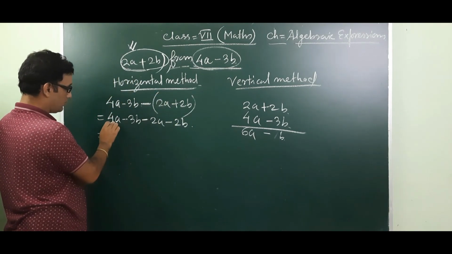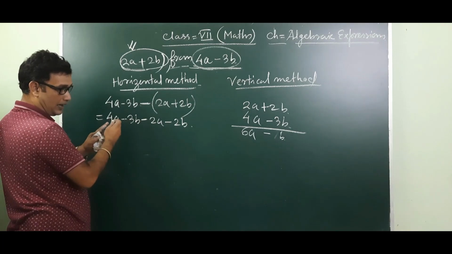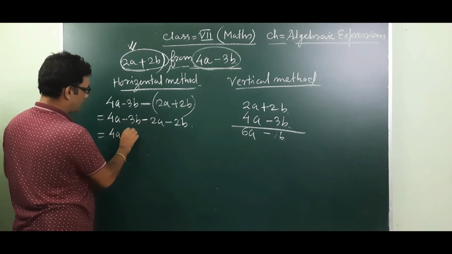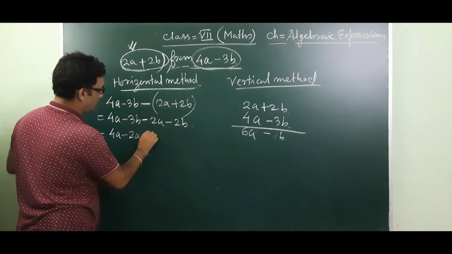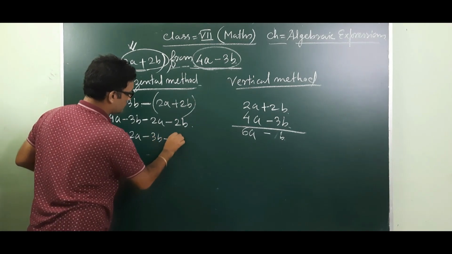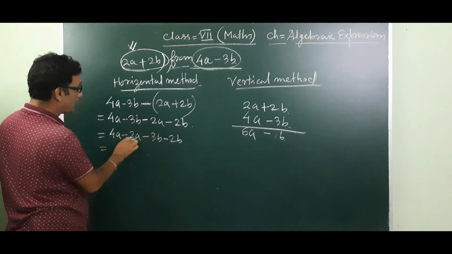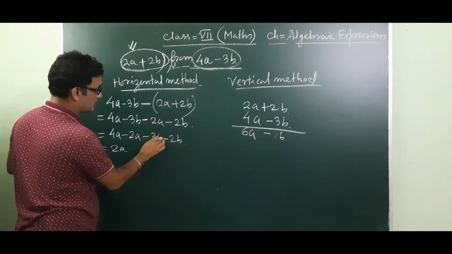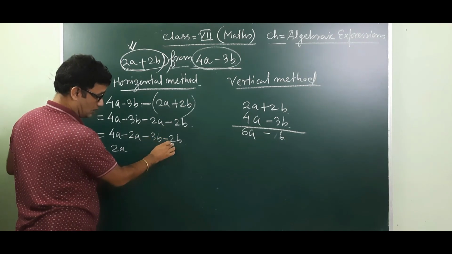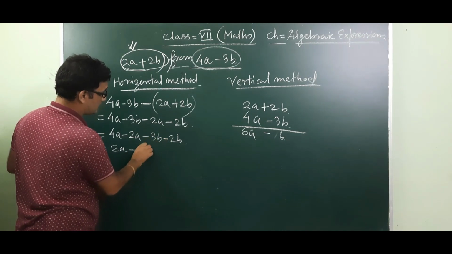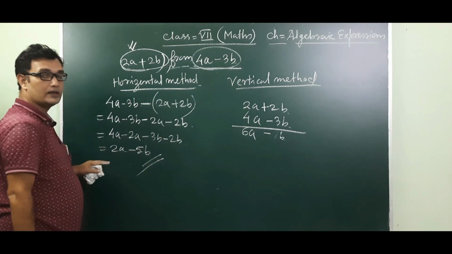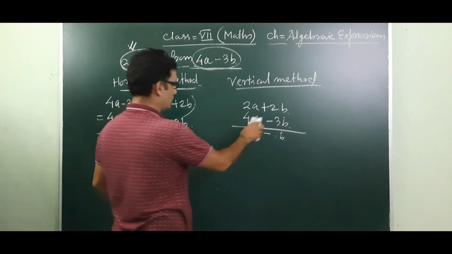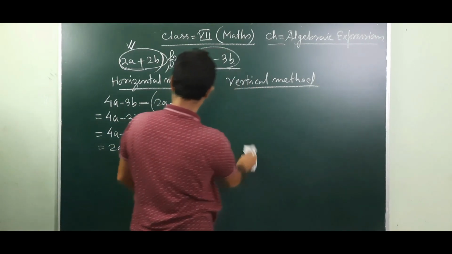The next step, we'll arrange like terms: 4a minus 2a, then minus 3b minus 2b. Then 4a minus 2a means 2a, then minus into minus plus, 3 plus 2 means how much? 5. That means minus 5b. This is your answer. Now the same question, if you solve by the vertical method, how will you solve it? You see.